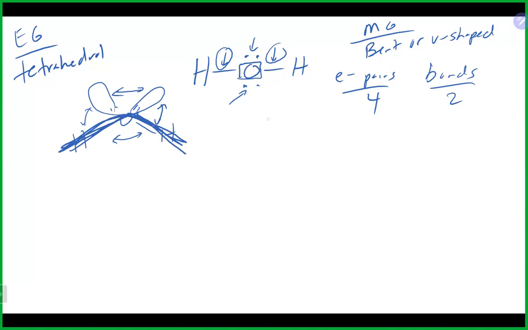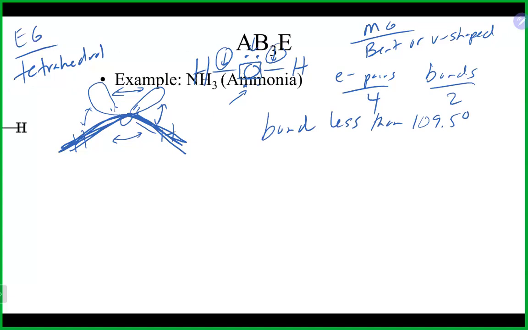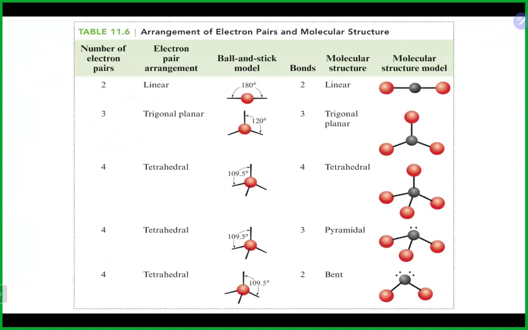The bond angle here is less than 109.5. It's like 104-ish in water. Ammonia is like 106 in terms of its bond angle, a little less than that. Any questions on that? So you do need to know the geometries here, both the electron pair geometry and the molecular geometry.